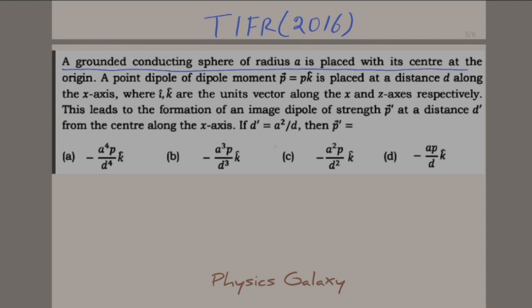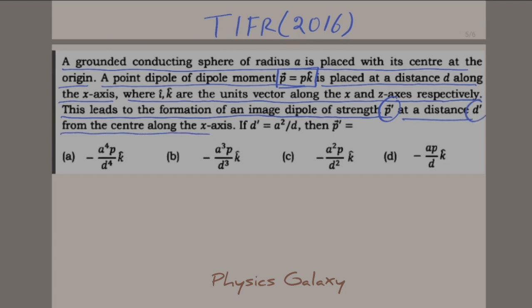placed with its center at the origin. A point dipole of dipole moment p, which equals p times k cap, is placed at a distance d along the x-axis, while i cap, k cap are the unit vectors along the x and z axes respectively. This leads to the formation of an image dipole of strength p dash at a distance of d dash from the center along the x-axis.